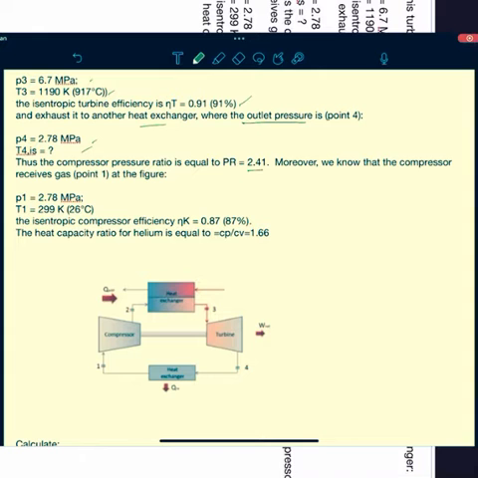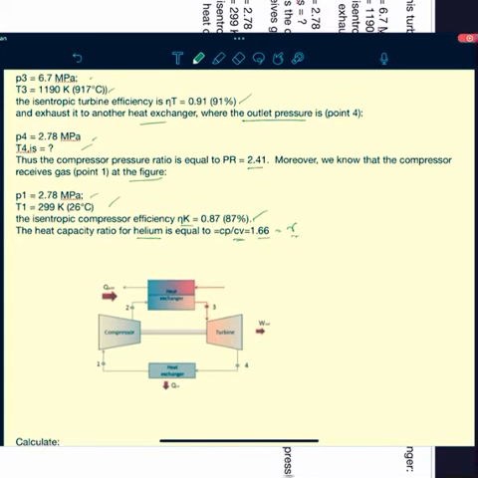Moreover, we know that the compressor receives gas at the figure P1 and T1 condition, and the inlet of the compressor is given. So this is our simple gas turbine diagram, and the isentropic efficiency is 0.87. The heat capacity ratio for helium is equal to 1.66. So here the medium that we are using is helium, that is a monatomic gas, and the heat capacity ratio, gamma, is given.